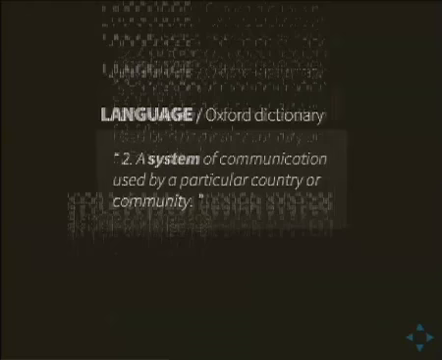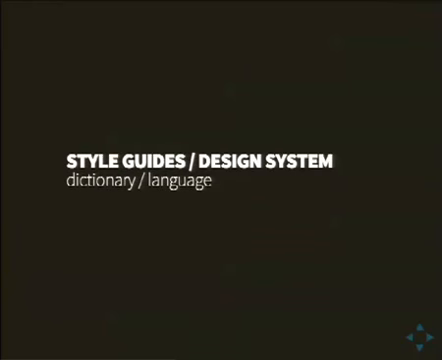So when I was thinking about style guides and design systems, it's kind of like the dictionary for a language. It helps you understand how a language works. If you want to find out about a word, go look in a dictionary. But if you want to understand how a component of a website works, what if we had somewhere to go to understand what its purpose was and what it was used for?